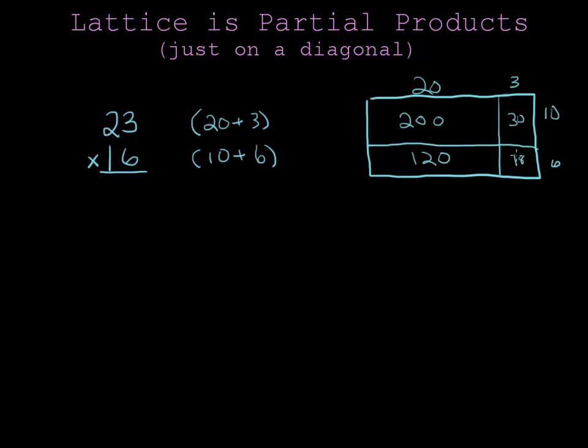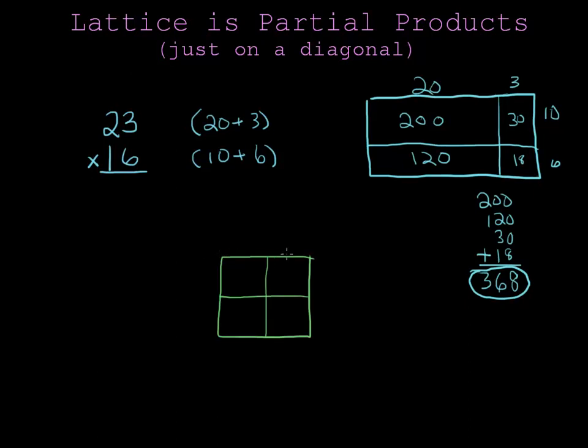So here are my four partial products, and if I want to find the answer, I just take the numbers 200, 120, 30, and 18, and I add them all up. I will get 368 as my final answer.